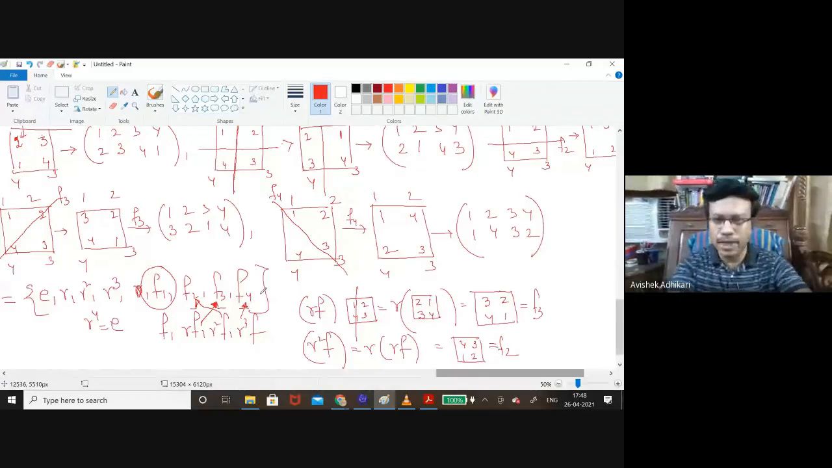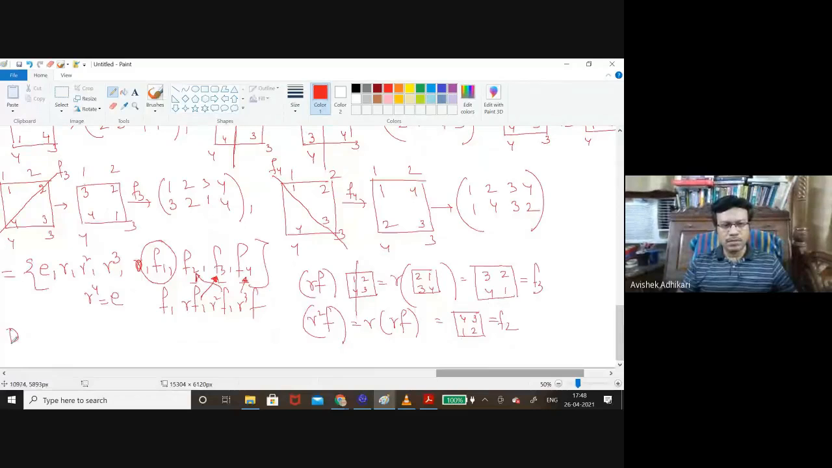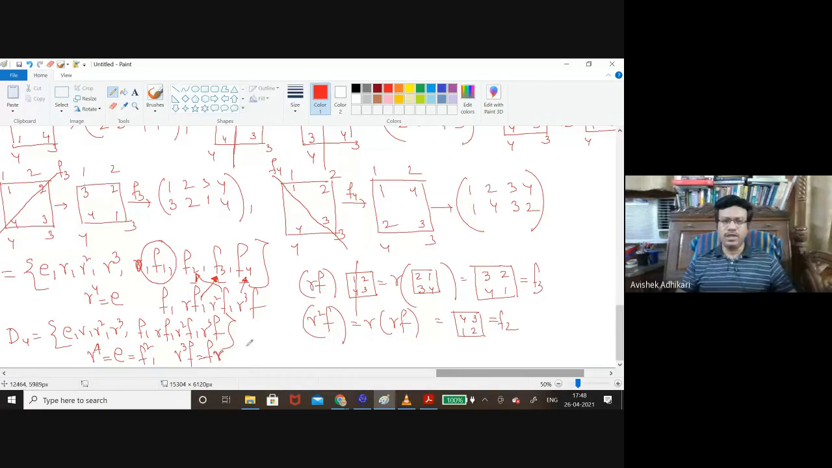So at the end, what do you get basically? D4 is nothing but my E, R, R square, R cube, F, RF, R square F, R cube F. And what are the relations? R to the power 4 equals E equals F square, and R cube F equals F R. That you can also check. That is the relation.